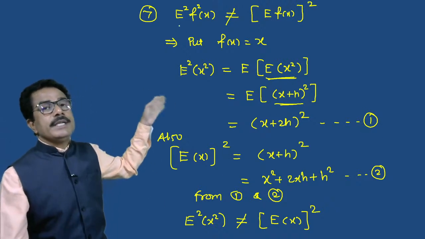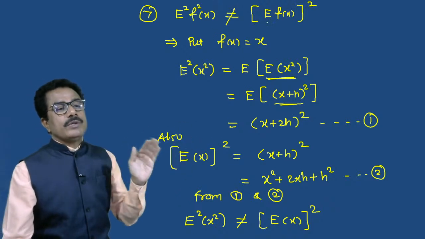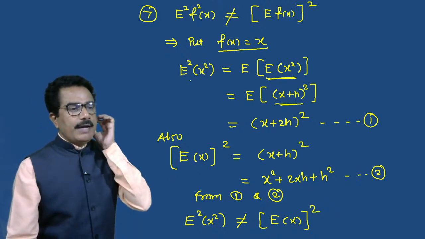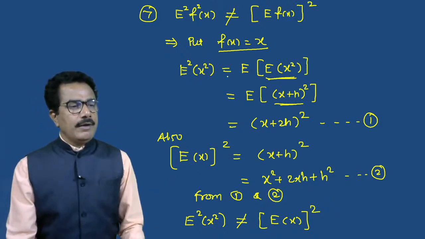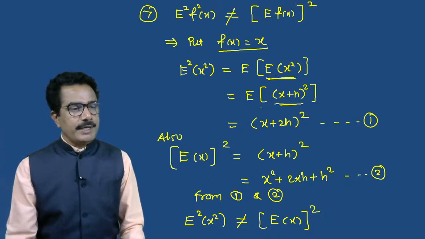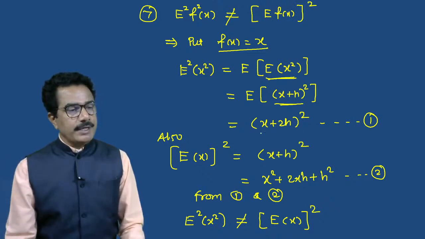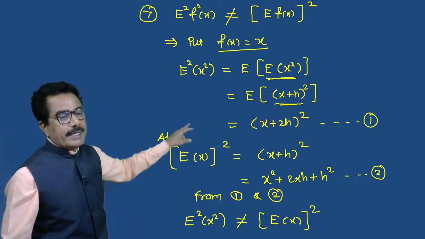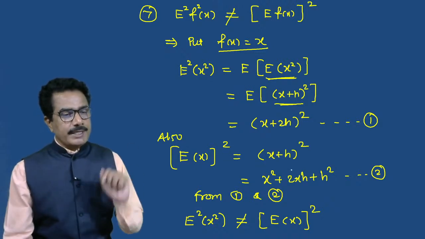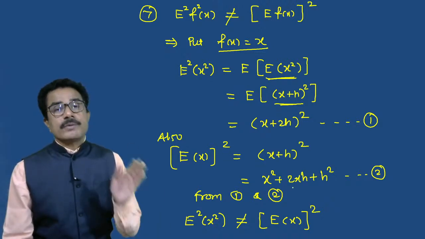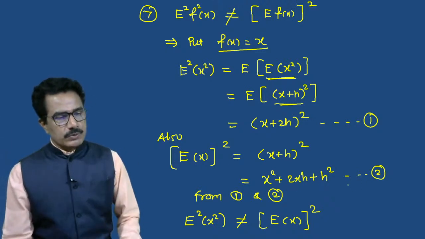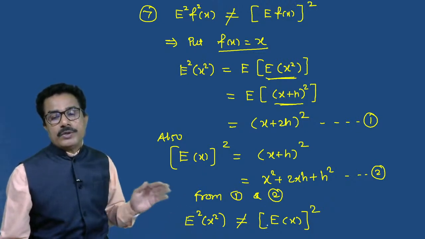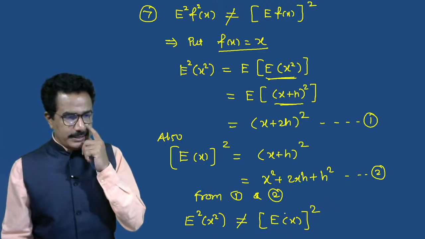We have to show that E square f of x is not equal to E of f of x bracket square. So E square, put f of x as x, therefore E square x square can be written as E of x square, means E of x plus h bracket square, E of x plus 2h bracket square. Also E of x bracket square equals x plus h bracket square, means x square plus 2xh plus h square. So from 1 and 2 we can write E square x square is not equal to E of x bracket square. See this.